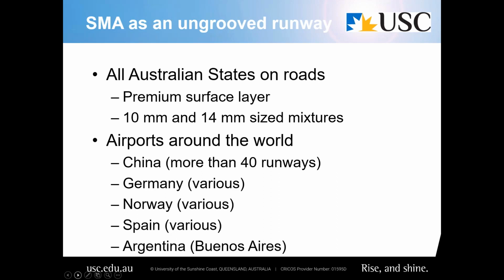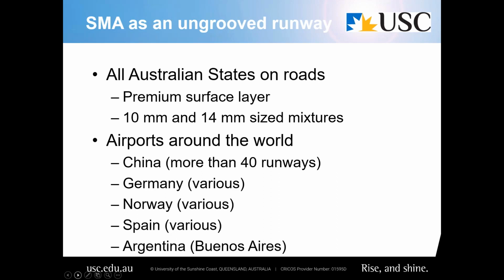So clearly the industry has the ability to make and pave these things because they do it every day on main roads in Queensland, in South Australia, in Western Australia, in Victoria, and in New South Wales. As I said before, China's got more than 40 runways surfaced with this stuff. Germany's got a few, so have Norway and Spain. Buenos Aires in Argentina also has ungrooved stone mastic asphalt on its runway. So clearly, this material can provide an appropriate runway surface.